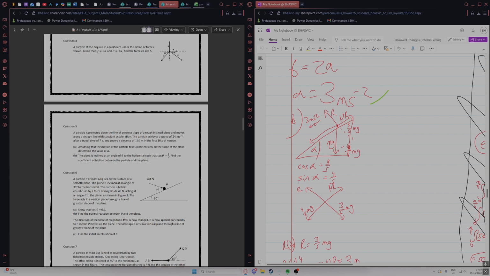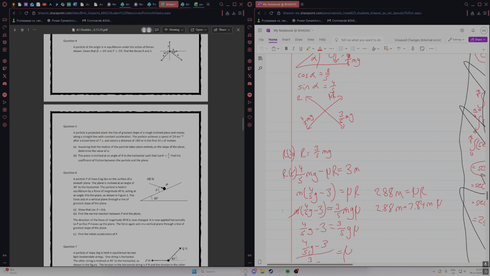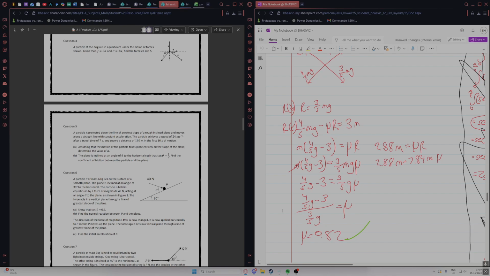And then you can express this. You get all this stuff here, and you can set them equal to each other, and it will cancel out m, because you can set these equal to each other, as seen by working here, and you can find the coefficient of friction.